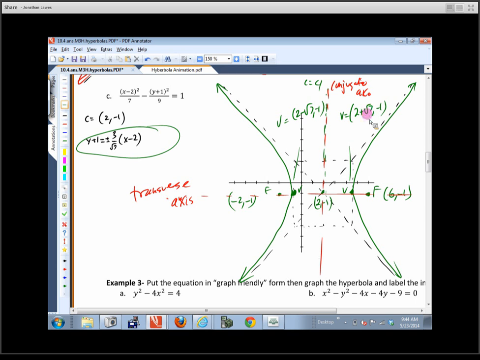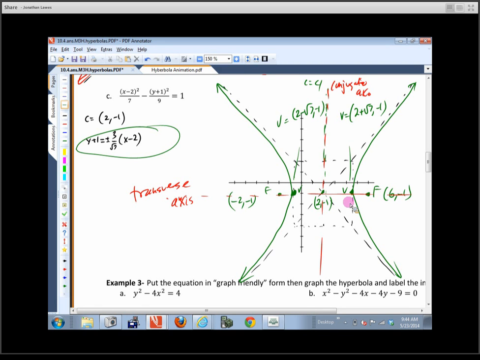Notice over here the x-coordinate is 2 plus radical 7, and over here it's 2 minus radical 7. And what do those have to do with each other? They're conjugates. Okay? That's where the name comes from. And the word transverse, if you transverse something, you cut across it. So there we go. Okay. Any questions?